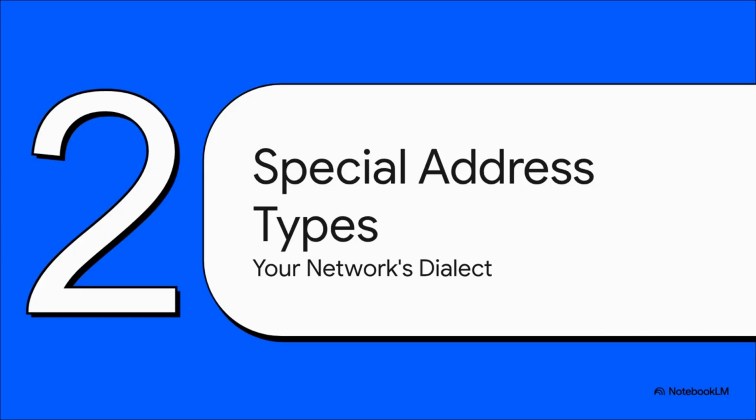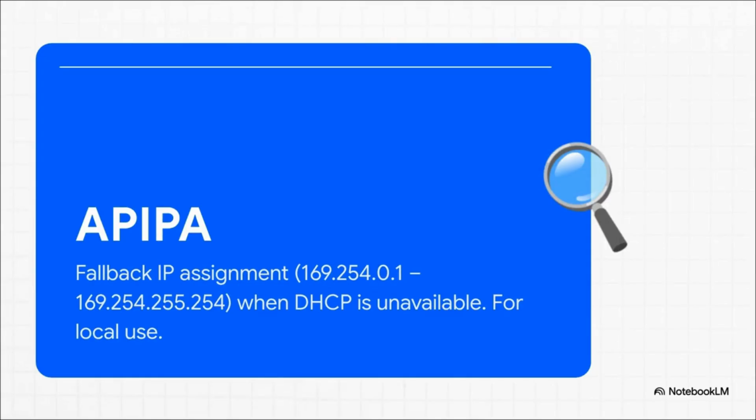Now, beyond just public and private, there's a whole special dialect of addresses out there, each with a very specific job. Think of them like the utility players on a baseball team. They aren't the stars, but they have unique, crucial roles to play. So if you're troubleshooting and you see an IP address starting with 169.254, that is a massive clue. It's your computer basically shouting, hey, I can't find the DHCP server anywhere. This is what we call APIPA.